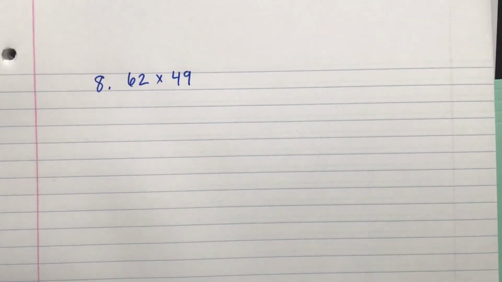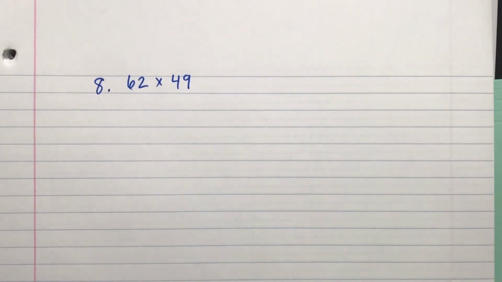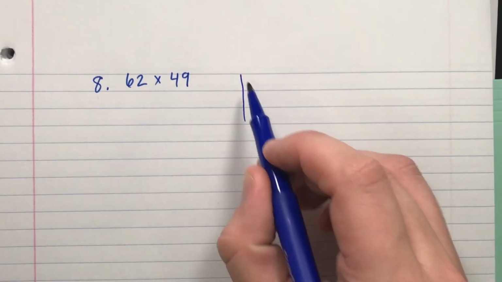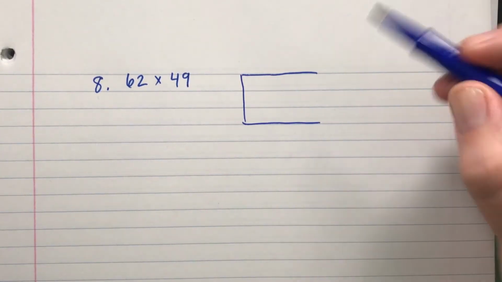All right, so we're going to pick up here on number 8. I had to do it on my notebook paper because I kind of messed up on my problem on the study guide, so we're just going to do it here on the line paper. I'm going to use the box method for this one.